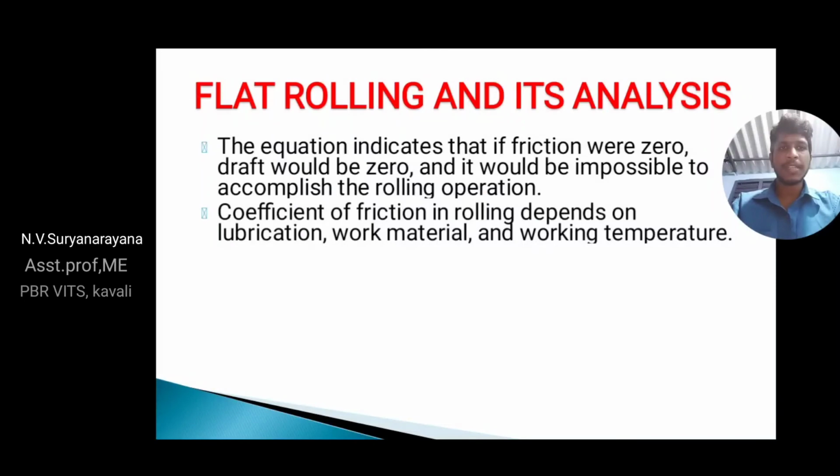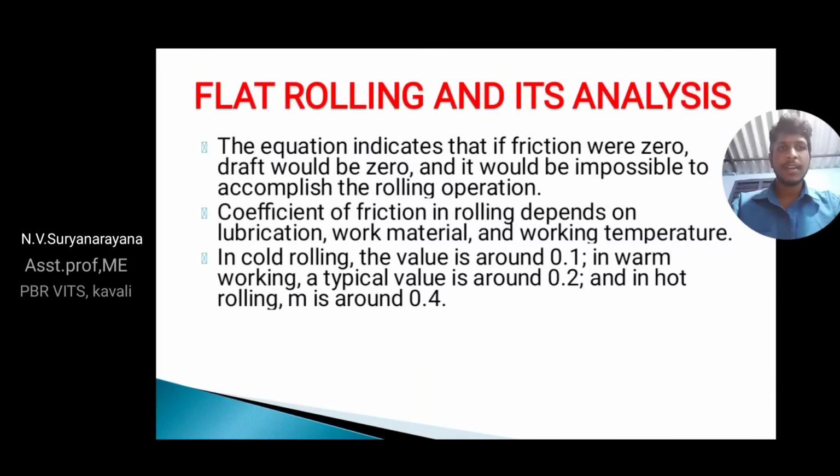and it would be impossible to accomplish the rolling operation. Coefficient of friction in rolling depends upon lubrication, which type of work material you are using, and working temperatures. These are the affecting factors of rolling. In cold rolling, the value is around 0.1. In warm working, the typical value is 0.2. In hot rolling, mu is around 0.4.